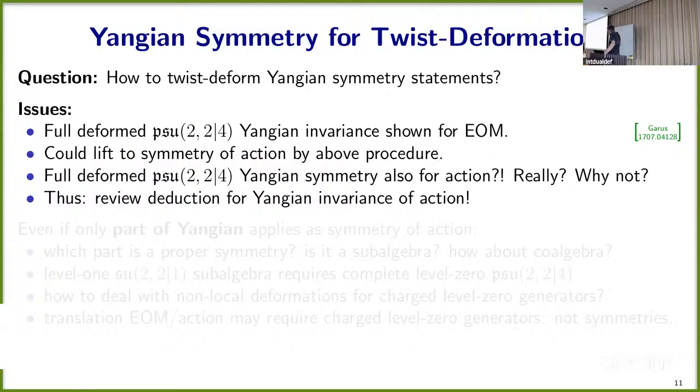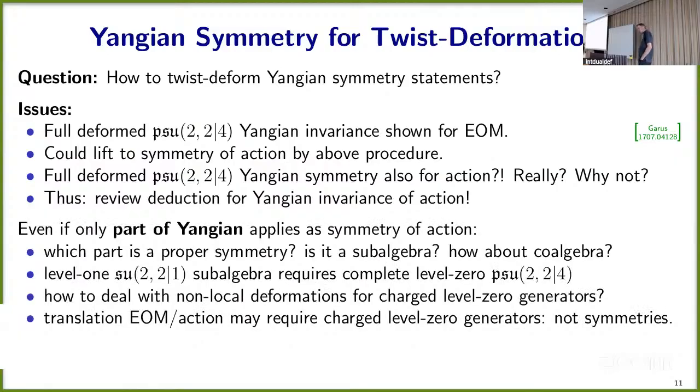And so that would have been a bit too much, and we really had some trouble understanding why or why not this should be a symmetry. And therefore, we had to review how to deduce the Yangian invariance of the action.